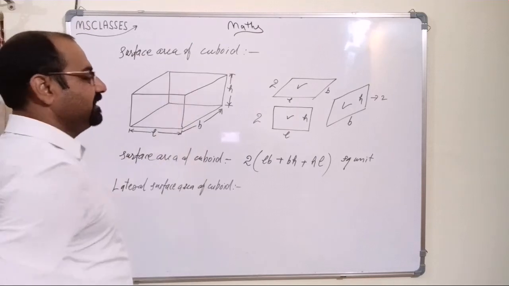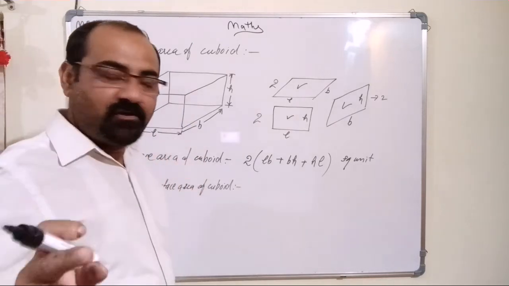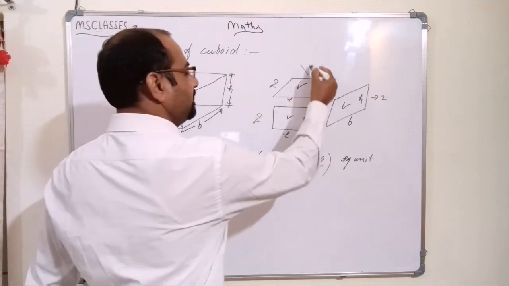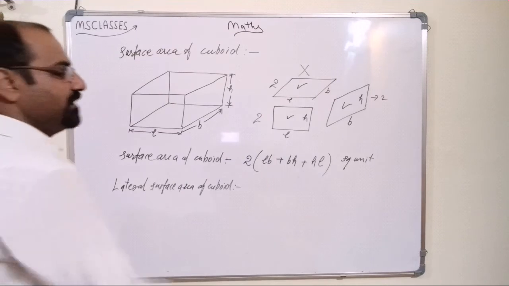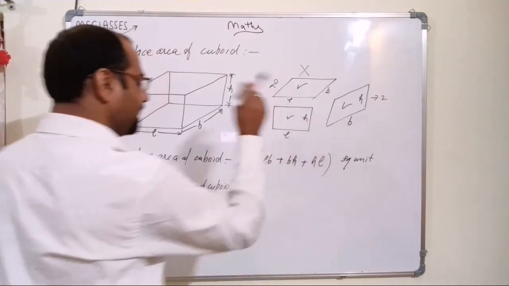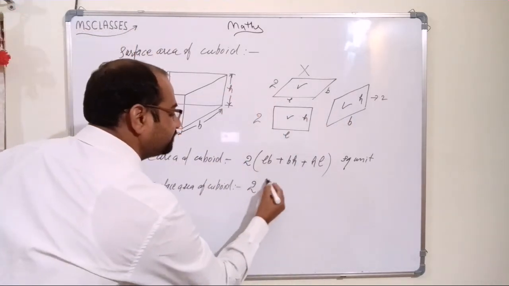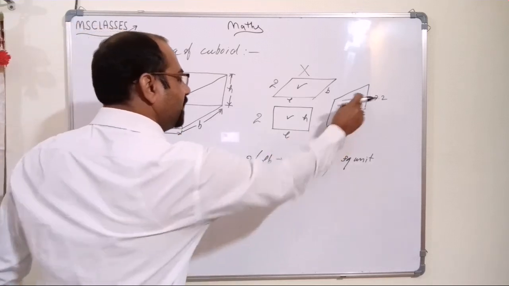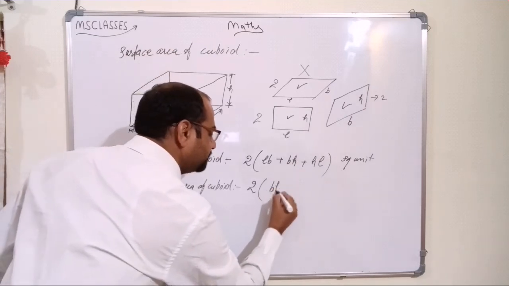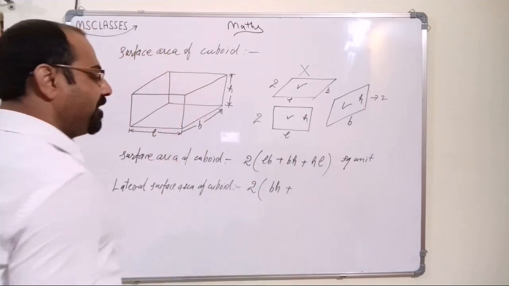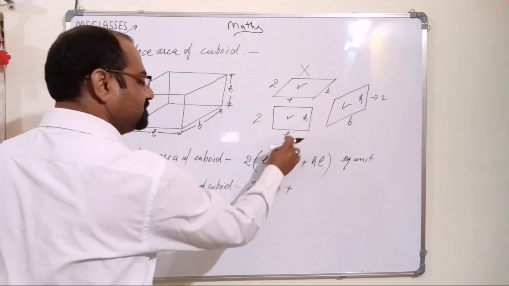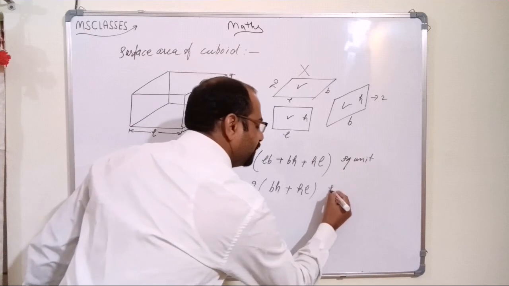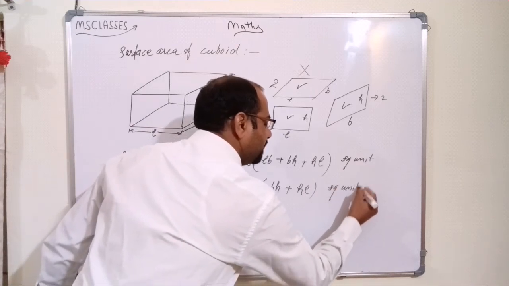floor and ceiling. And what is the area of a floor? This is length into breadth. Okay, now you have to neglect this one. You have to take these two and again 2 times. This is breadth into height plus height into length, and unit is square unit.